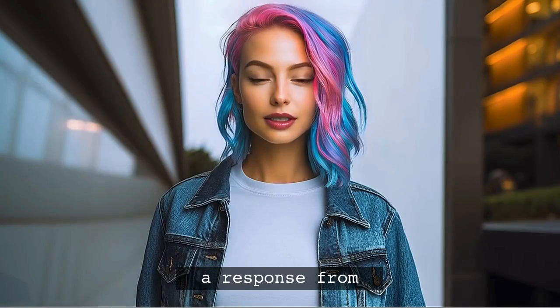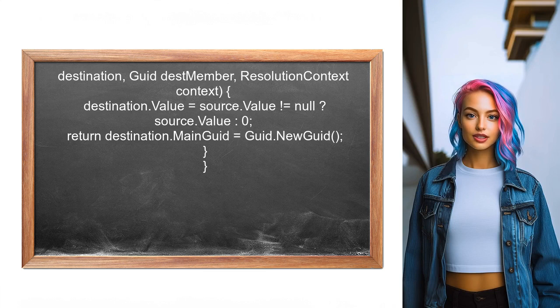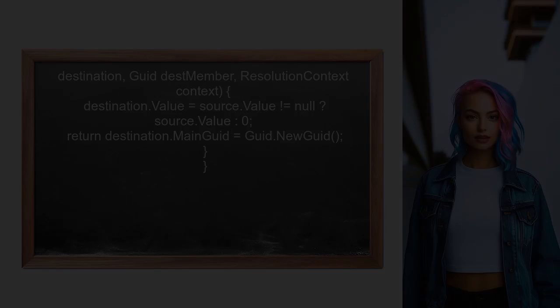Now let's see a response from a different user. An alternative solution involves using mapping resolvers in AutoMapper. The user created a custom resolver class that checks if the source member is null. If it is, the resolver assigns a default value. This allows for flexible mapping based on the source's state.